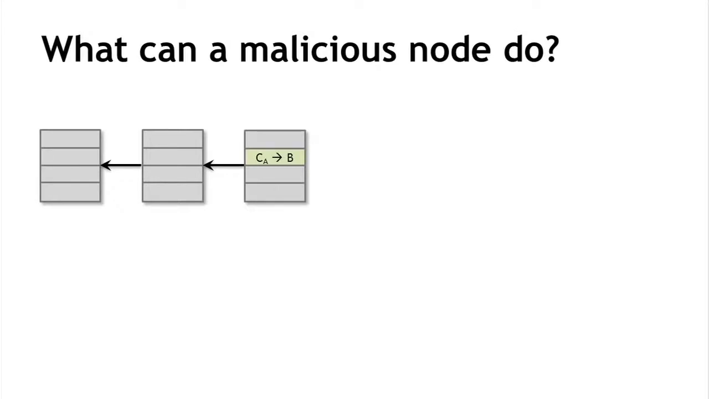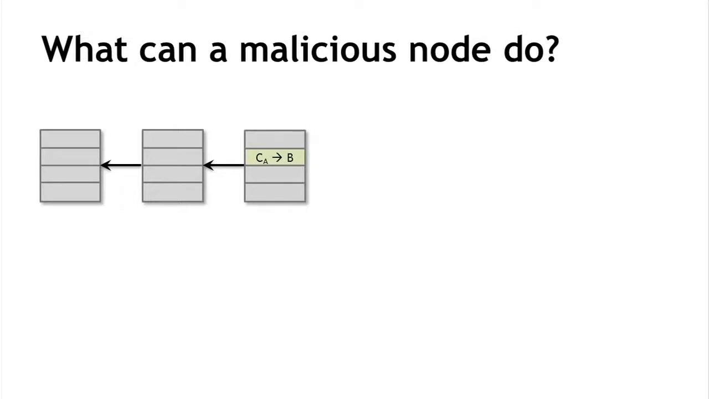So what is going on here? There is this block that was created by an honest node that contains a transaction that represents a payment from Alice to the merchant Bob. By C subscript A, I mean a coin belonging to Alice, and that is now being sent to Bob's address.